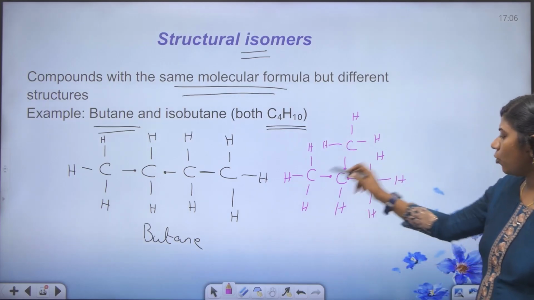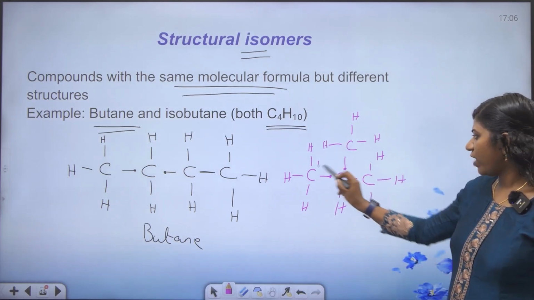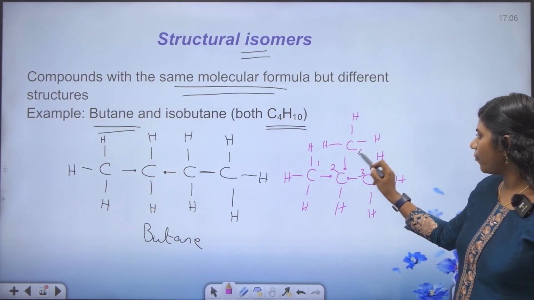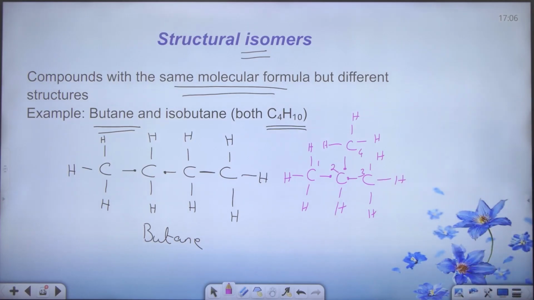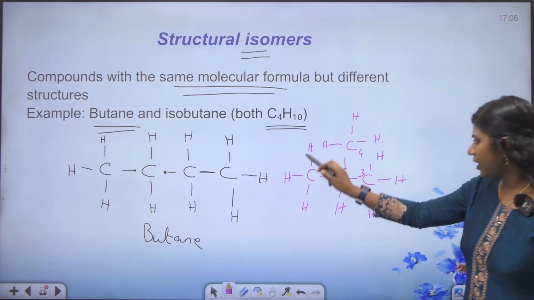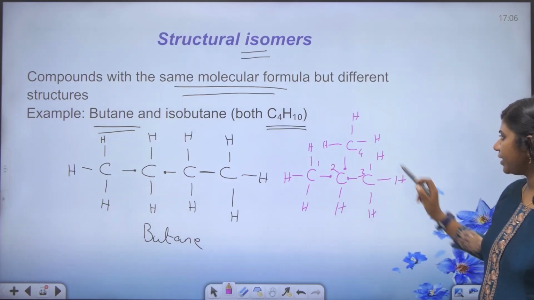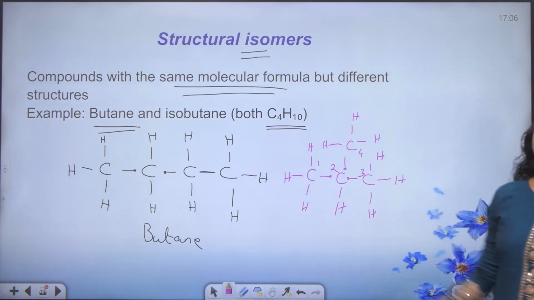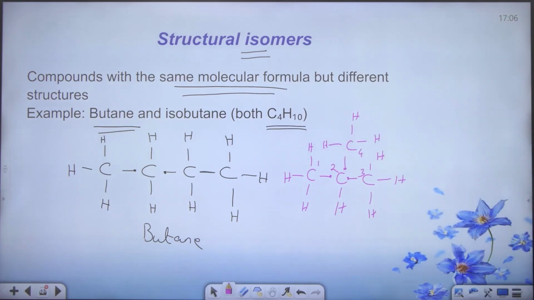See the molecular formula of this compound: total number of carbon atoms is 4, and count the hydrogen atoms: 3, 4, 5, 6, 7, 8, 9, 10. 10 hydrogen atoms. So the molecular formula of this compound is also C4H10. The first compound is also C4H10.